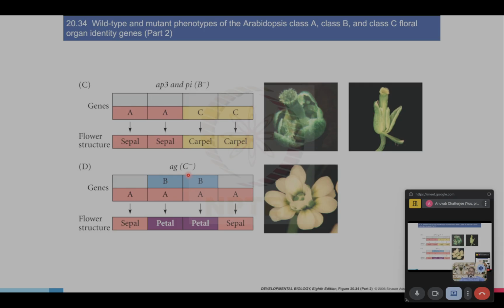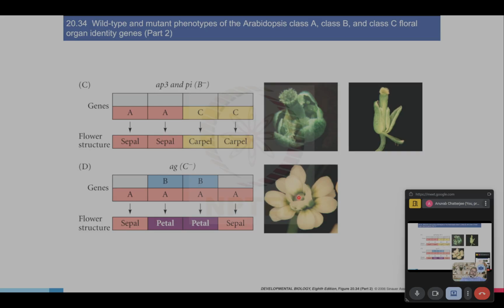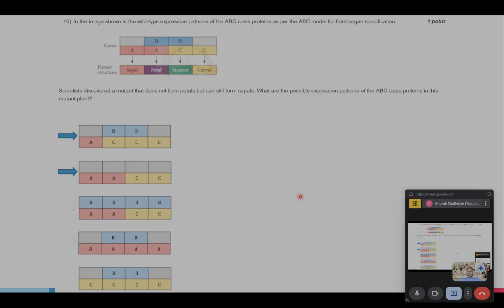And finally the C mutant, where you get rid of the carpels. So you have sepal, petal and sepal. You can see that it is a very nice looking flower with all the petals around it, but where the stamen should have been and the carpel should have been is completely empty. The actual reproductive parts of the flower are missing. So this is how the ABC system works.